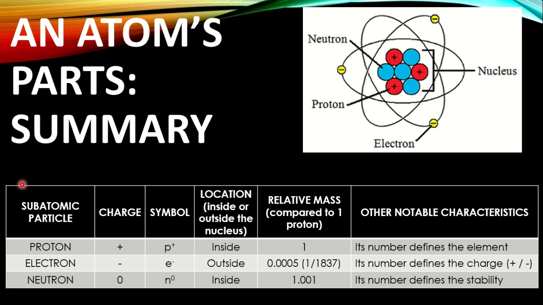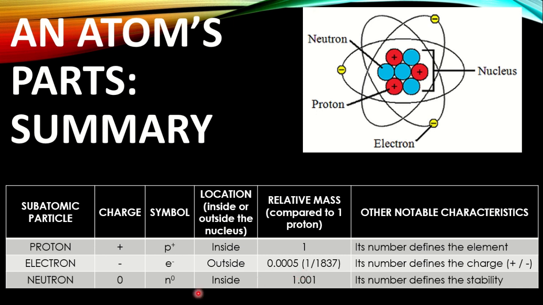This is the summary table. The number of protons will determine the type of element that it will become. The number of protons will identify or define the element. Next, we have the electron, and the number of electrons will define the charge of the atom, kung magiging positive man siya or negative.